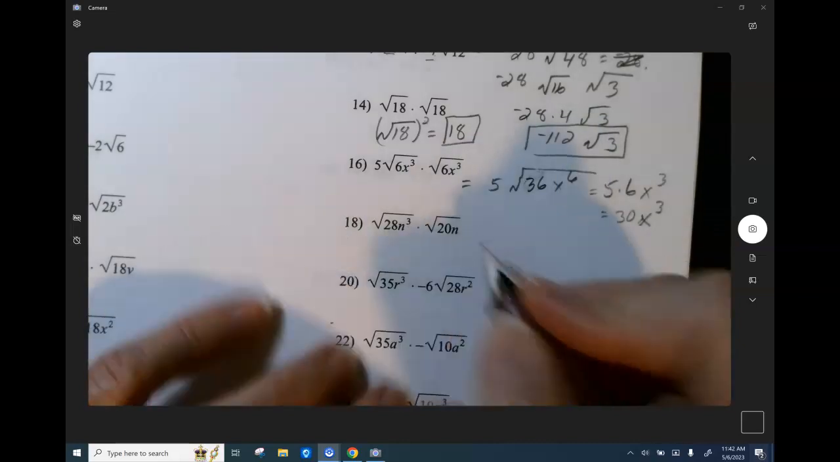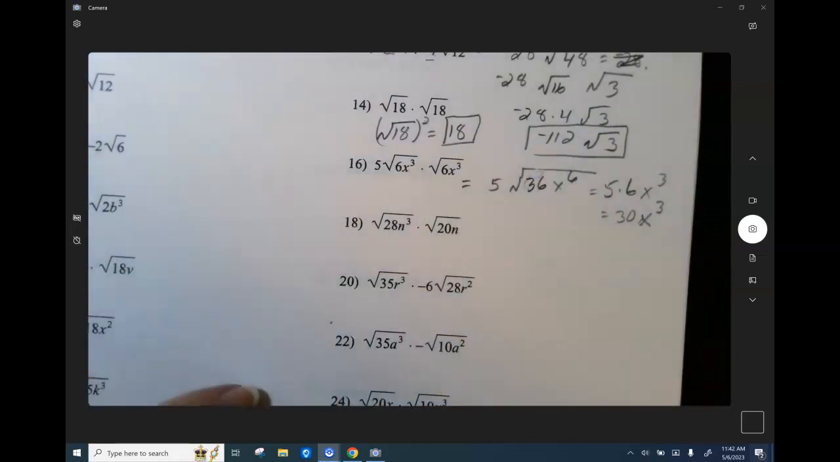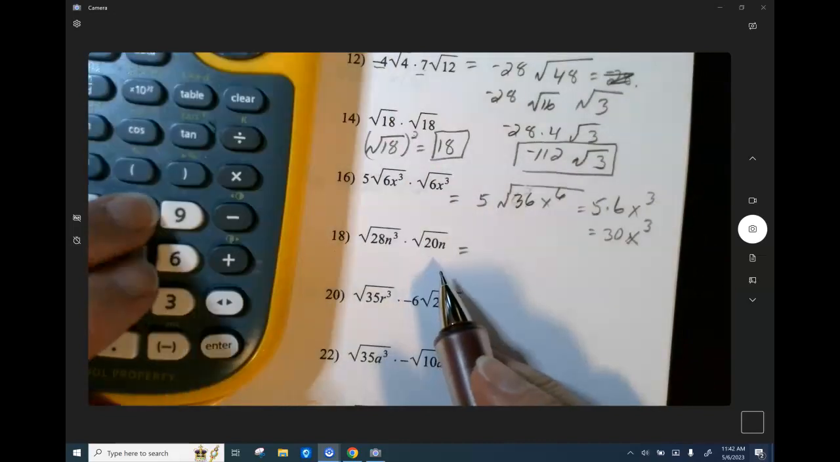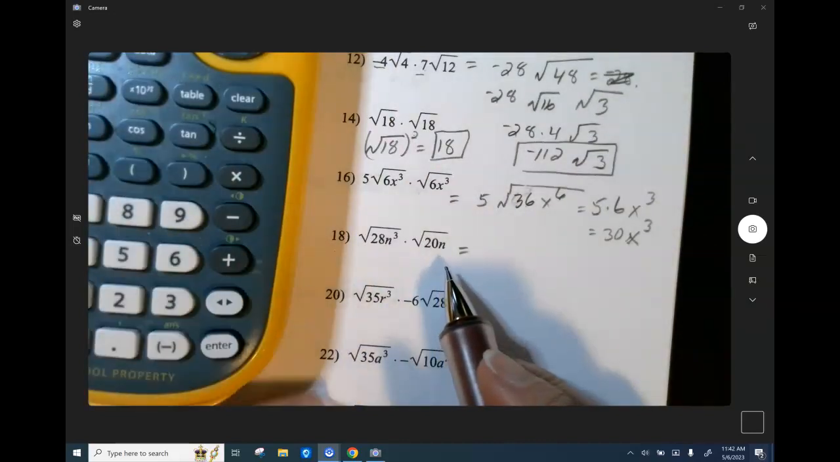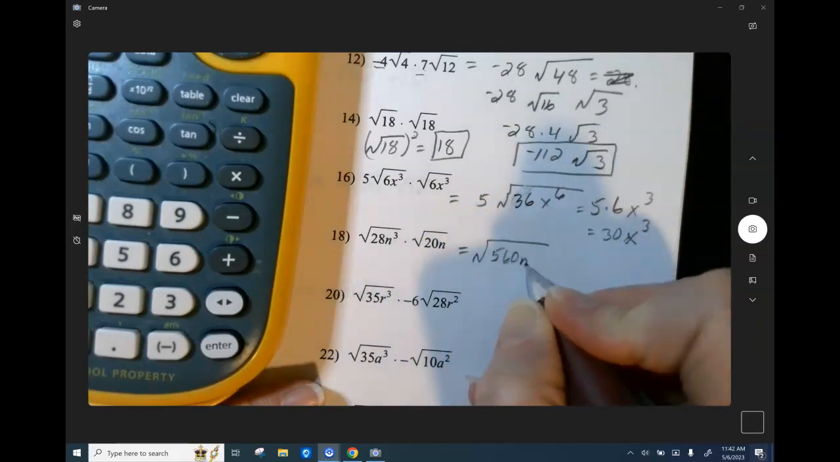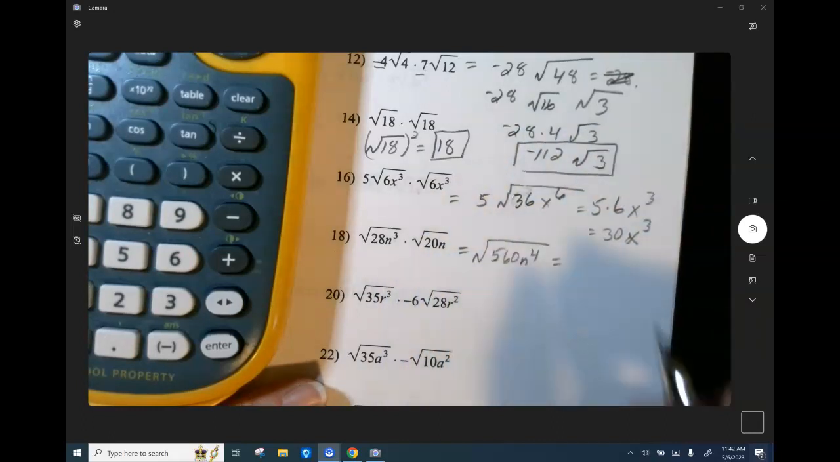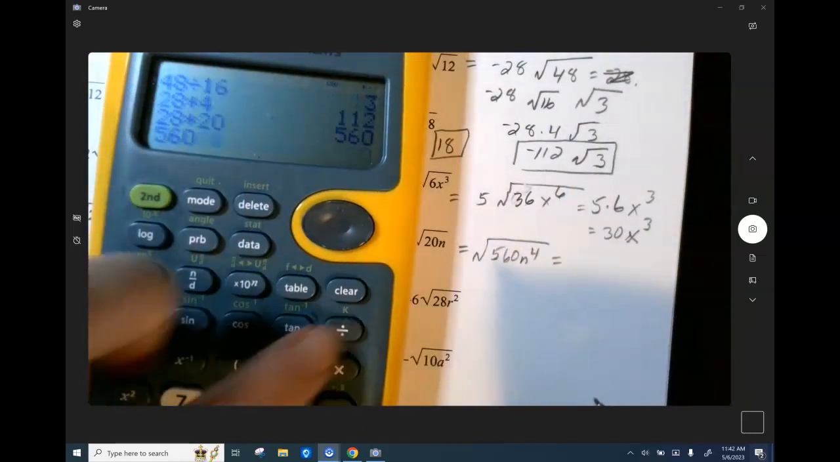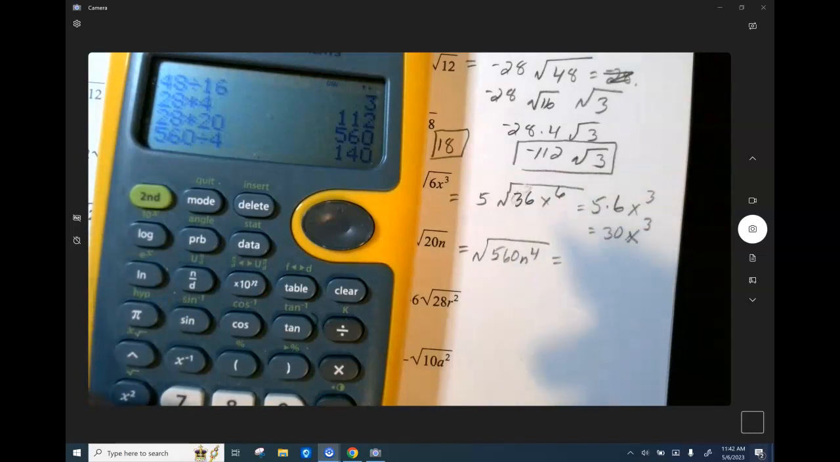Woohoo! Okay, here we go. Wow, there's so many good ones, I can't decide. Let's just do them all. So we're going to take 28 times 20. That gives us square root of 560 n to the 4th. Now we get to break down 560. Let's try 4. Okay, let's try 16.